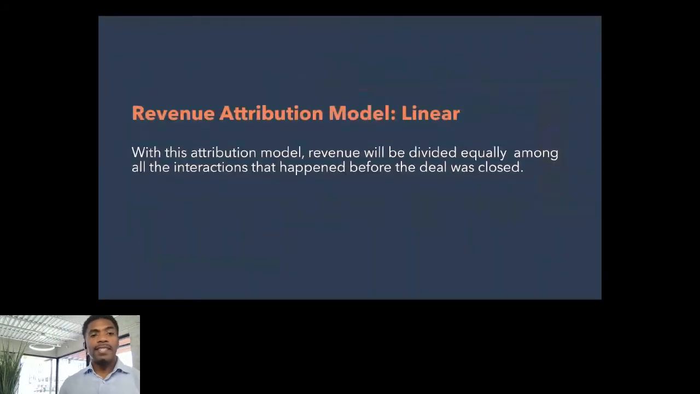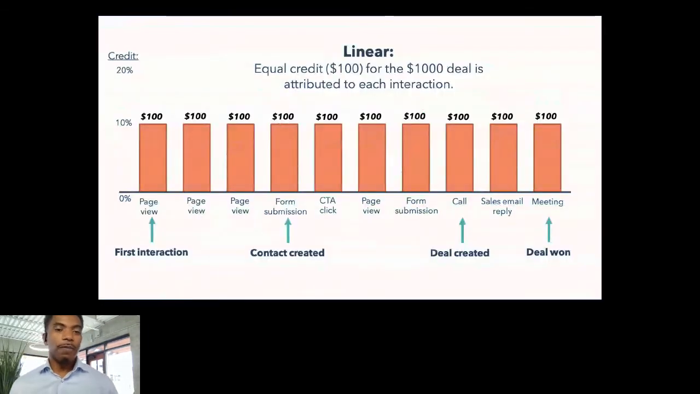The next one is linear. And this one is the one that in general, we would advise you to start with if you don't have any other insights into what would be best for you. A linear model basically just gives equal distribution. It's fair for all. So it basically is saying, hey, look, we know that there's been all types of interactions throughout the life cycle of leading this lead up to a deal. That's great. So we're just going to equally give it to everyone.